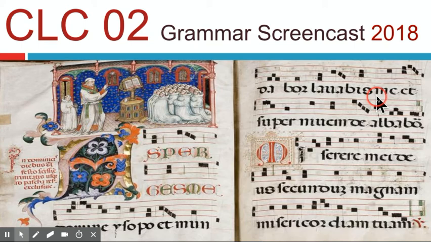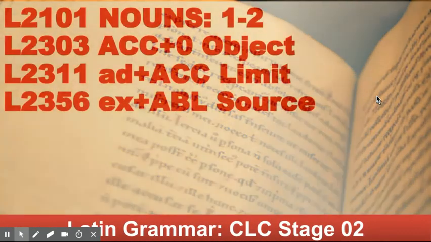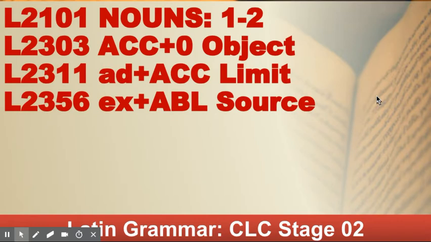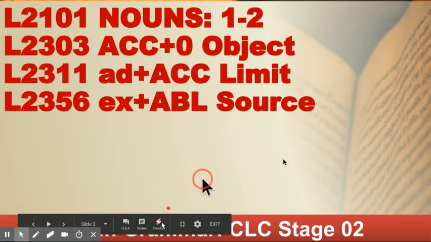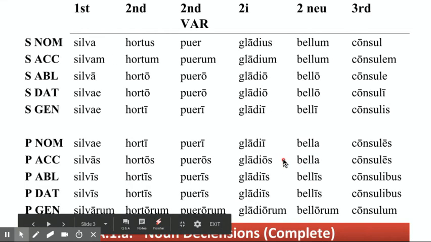All right, so in this Grammar Screencast, which we'll be doing a day before the class, we're going to review the new nouns. We're going to add a couple variant declensions, but really it just gives you more practice on the noun declensions, which are your basic foundation. We'll cover the accusative object phrase, and we'll cover two new prepositional phrases, the ad plus accusative limit and the ex plus ablative source phrase. So let's take a look.